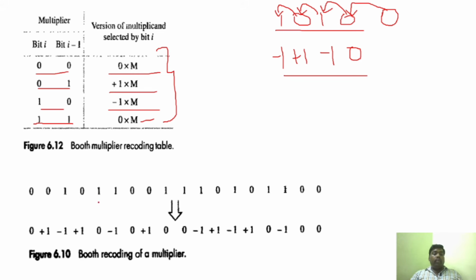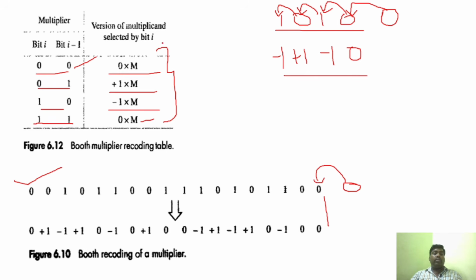Now listen, this is a very big multiplier. Booth algorithm changes this multiplier into this one. How has it changed? Listen very carefully. Consider an imaginary zero. If there is an imaginary zero, from 0 to 0, it is 0.